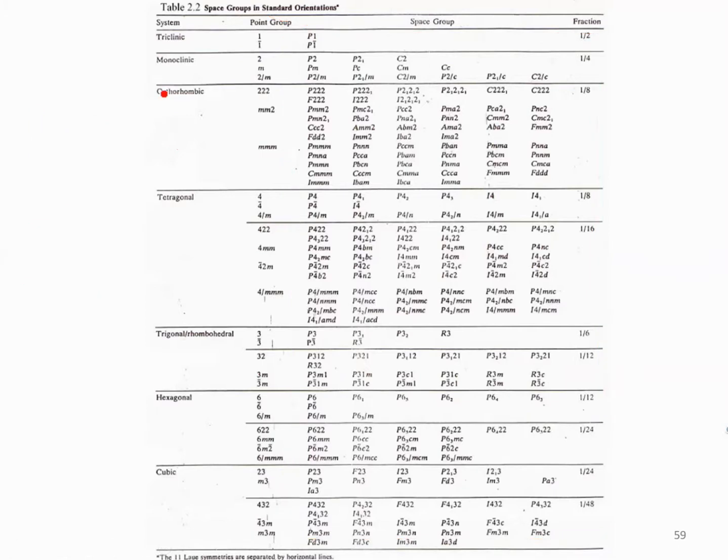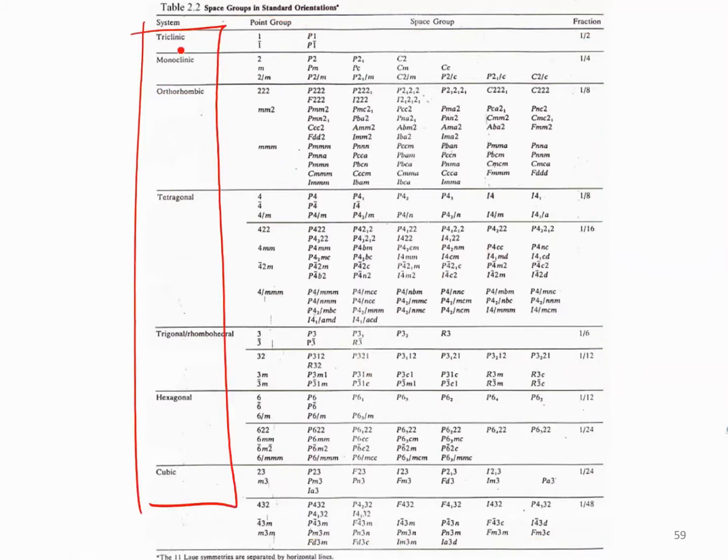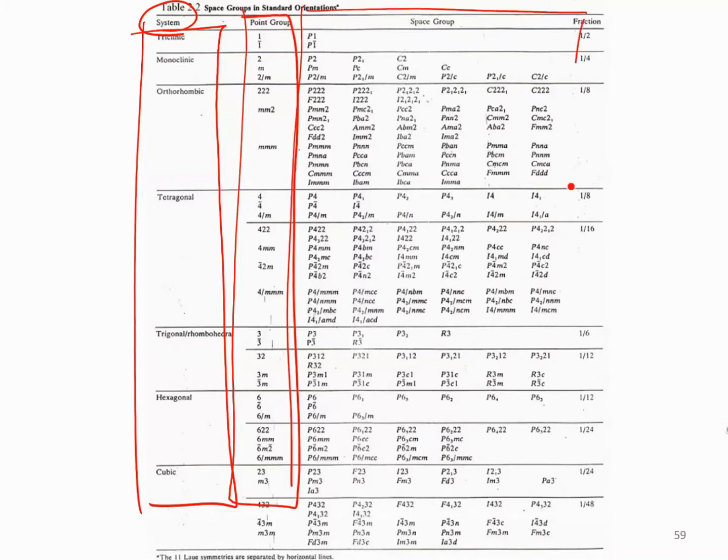So we have 7 crystal systems. The systems here: triclinic, monoclinic, orthorhombic, tetragonal, trigonal, hexagonal, and cubic. And we have 14 Bravais lattices. And then we have 32 point groups. And then 230 space groups, 230 of the different lattices. Okay, you may be very confused about what all these symbols mean.